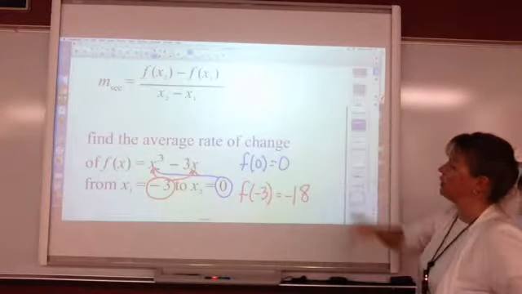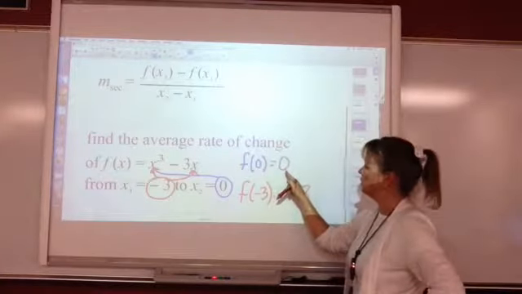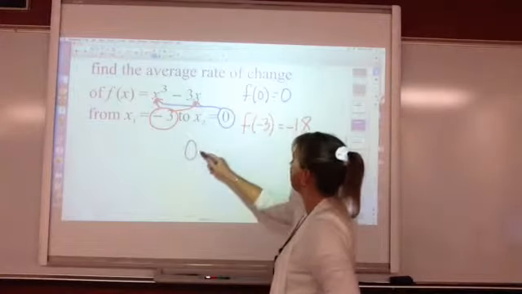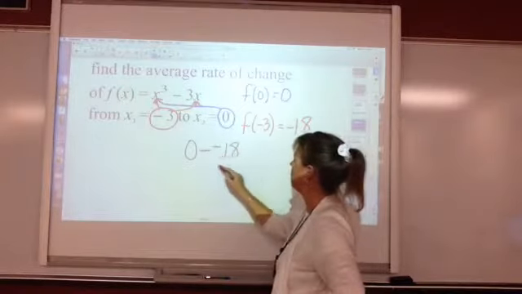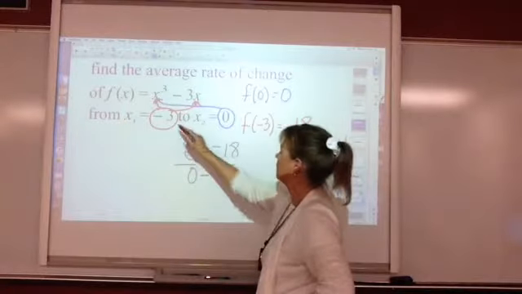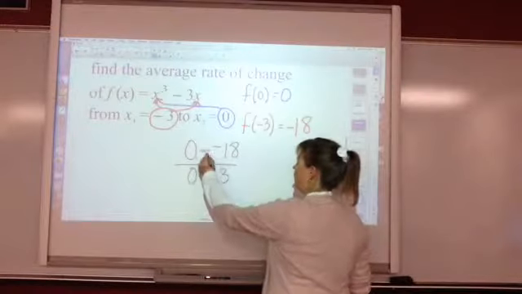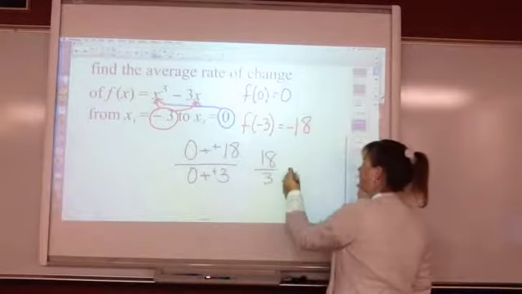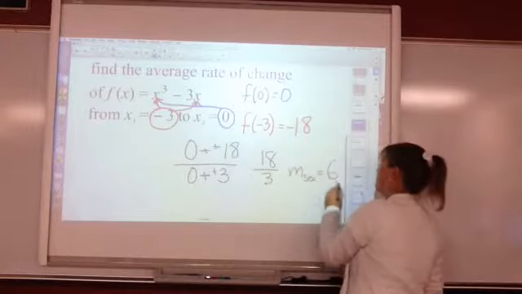Those are the points that you're going to use in the slope formula up there. f of x2, our second f of x, is 0, minus the first one, negative 18. Make sure you minus a negative. Go in the same order: x2 is 0, minus x1 which is negative 3. Do that on a calculator or in your own head. You get 18 divided by 3. They're both positive, and the slope of the secant line is 6.